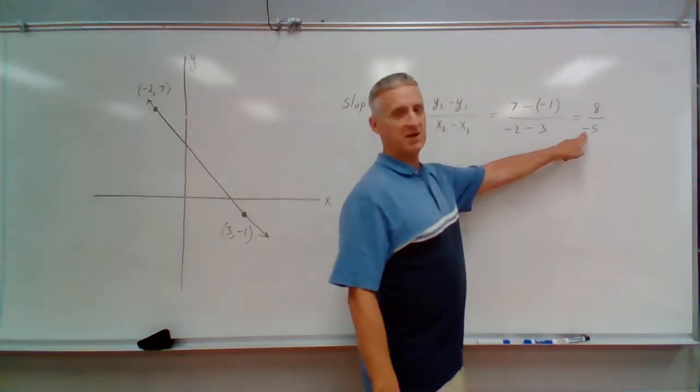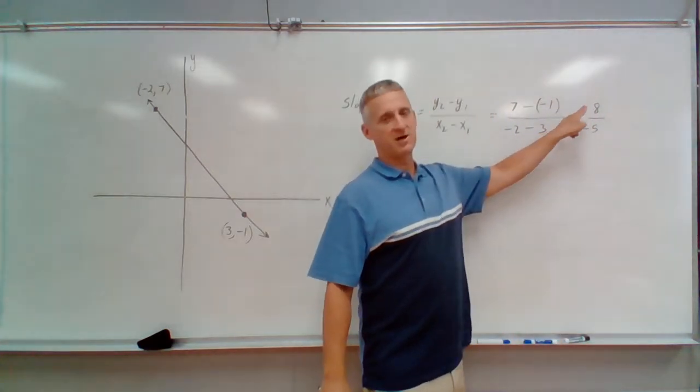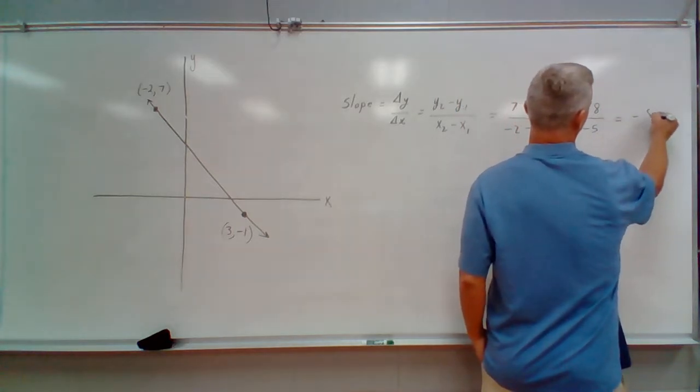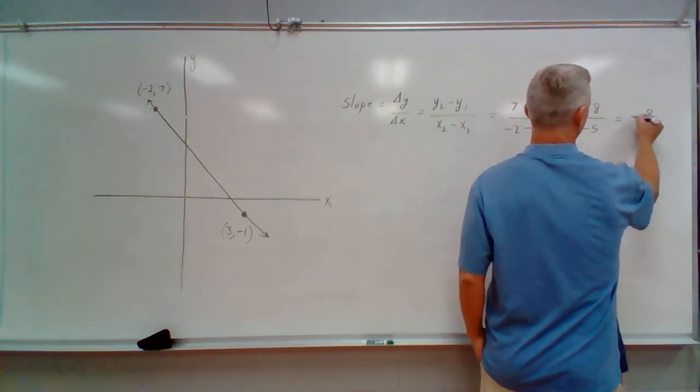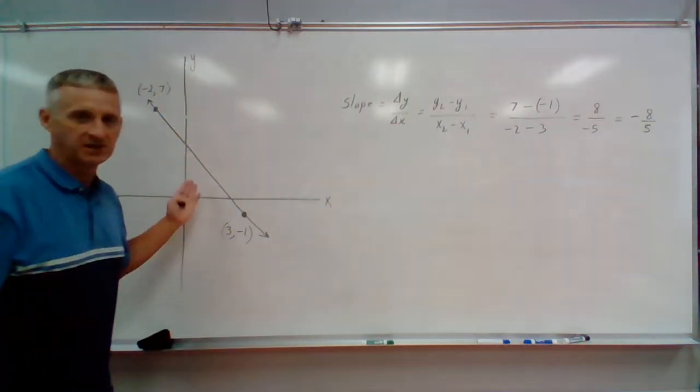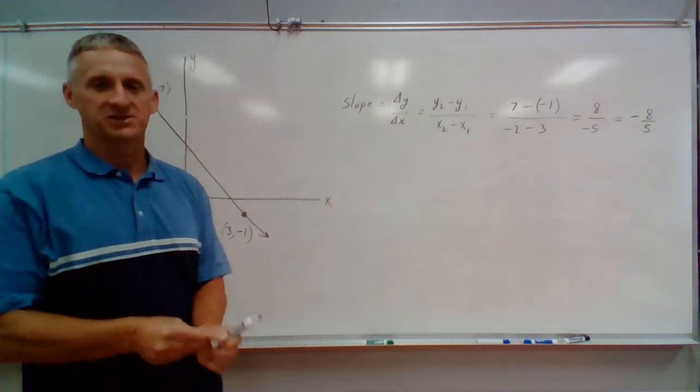And it doesn't matter if we put the negative on the bottom, on the top, or out front, it all means the same thing. So this would be negative 8 over 5. And sure enough, the slope is negative, as it should be, because this is a decreasing function.